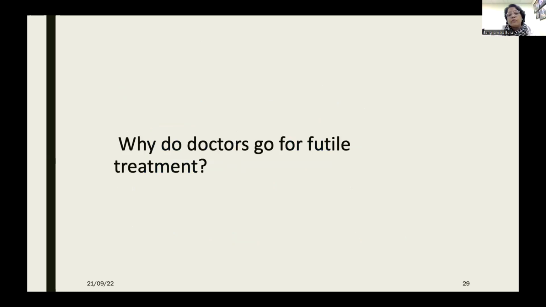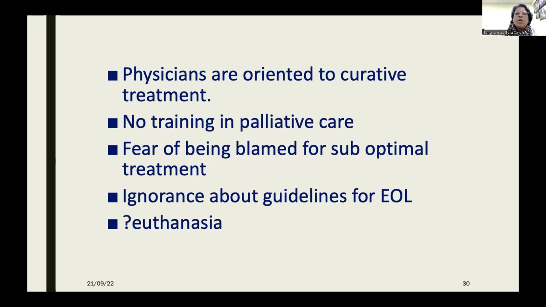So now, why do doctors even go for futile treatment? What are the reasons? They are always oriented to curative treatment. We have to cure. I have become a doctor to see my patient walk out of the hospital smiling.